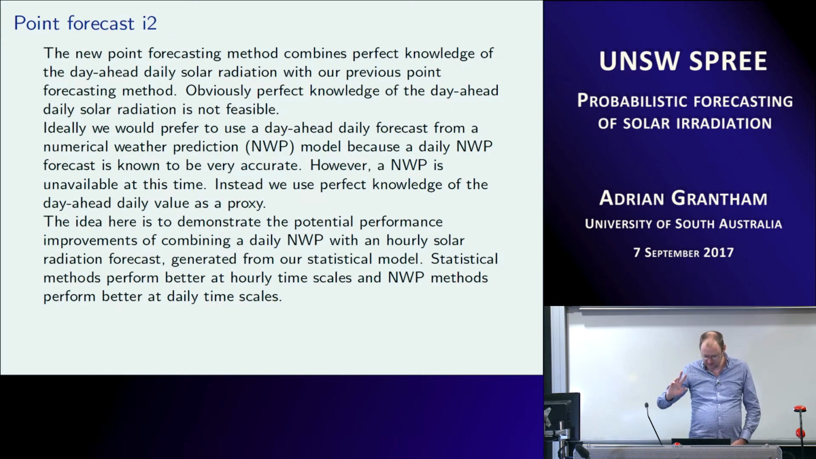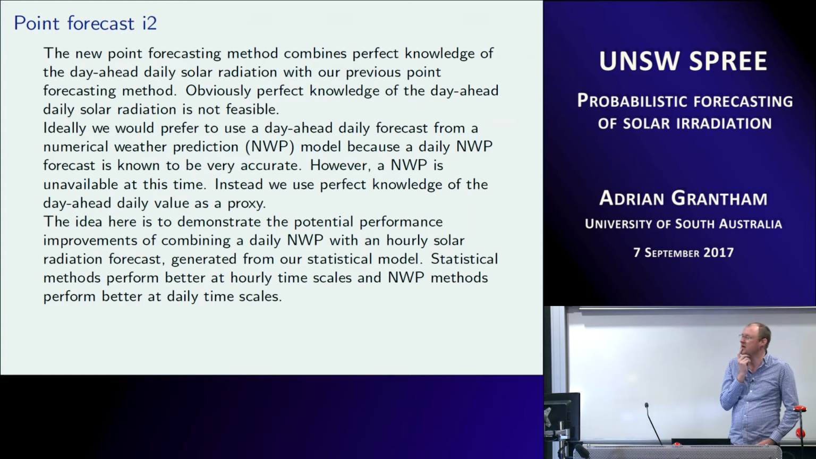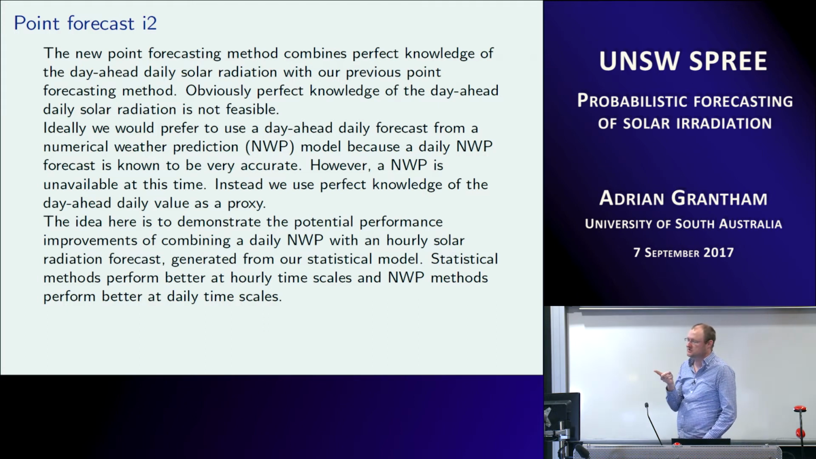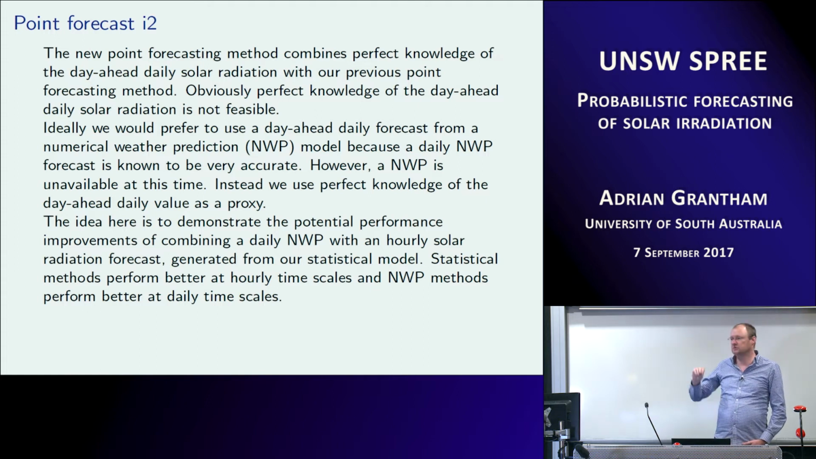And I do apologise for all the text here, but what we actually did, we didn't cheat, but we didn't have numerical weather prediction data at the time. So we used perfect knowledge of the day ahead as a proxy. Now, we're never ever going to have perfect knowledge of the day ahead. But we thought this would be a good way to at least demonstrate that this idea might work if we did have it, which I'll point out we have just, in the last few weeks, had access to, but not when we were doing this work. So that's our idea. We'll use perfect knowledge of the day ahead to see if we can improve our hourly forecast.